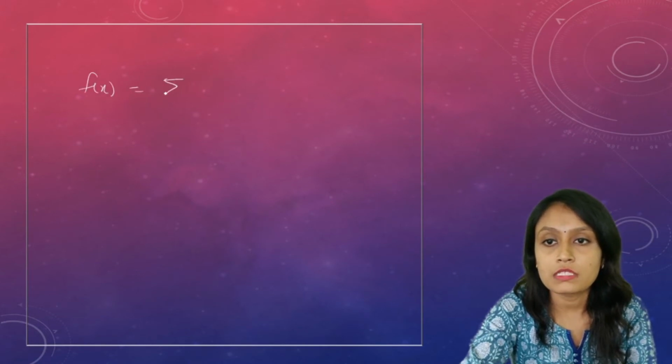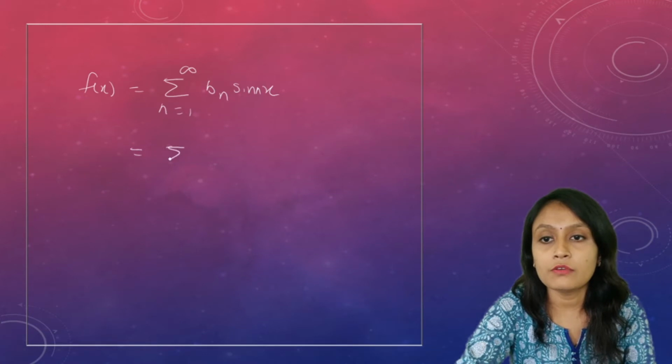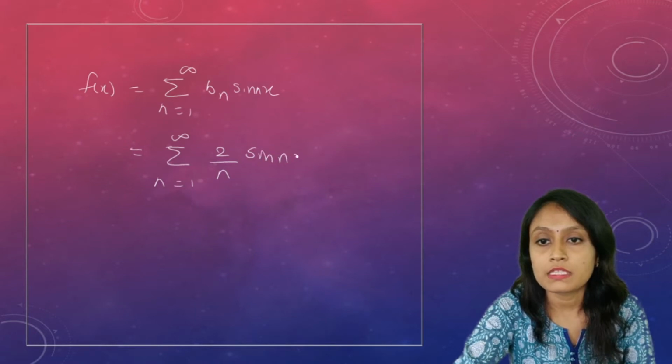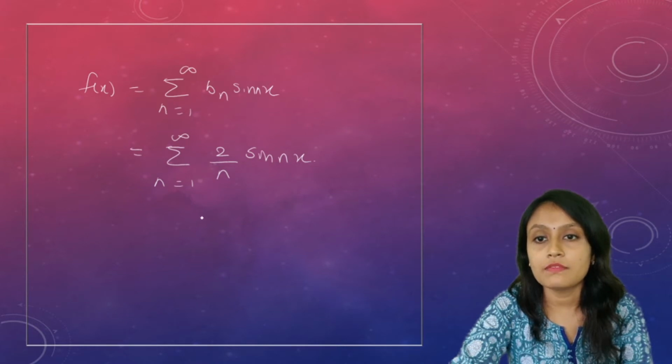Now we know the f(x) formula. f(x) is summation n from 1 to infinity of bn sin nx. So just substitute the value of bn. The answer of bn is 2 upon n, right? So just 2 upon n sin nx. So this is the Fourier series of the function pi minus x. Let's see one more example.